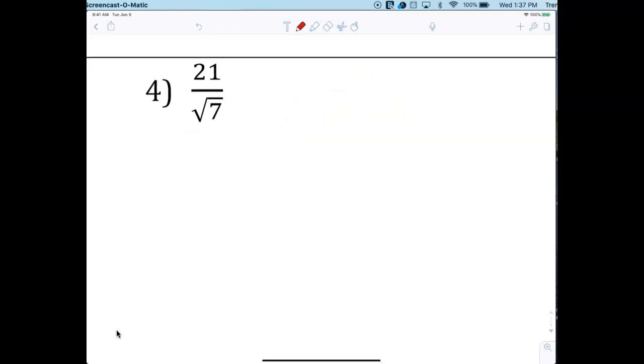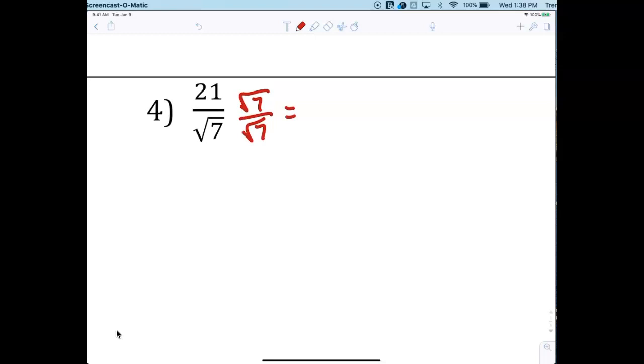Number 3, or I'm sorry, number 4. We're going to what? Multiply the top and bottom by radical 7. So we're going to put radical 7 and radical 7. So what is 21 times radical 7? That's exactly right. Over what? 7. Now you see something. Yeah, you can reduce 21 and 7.